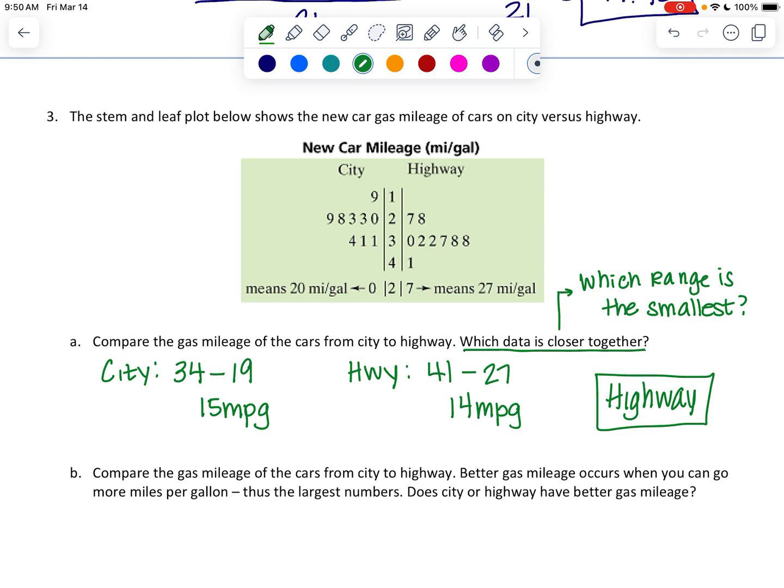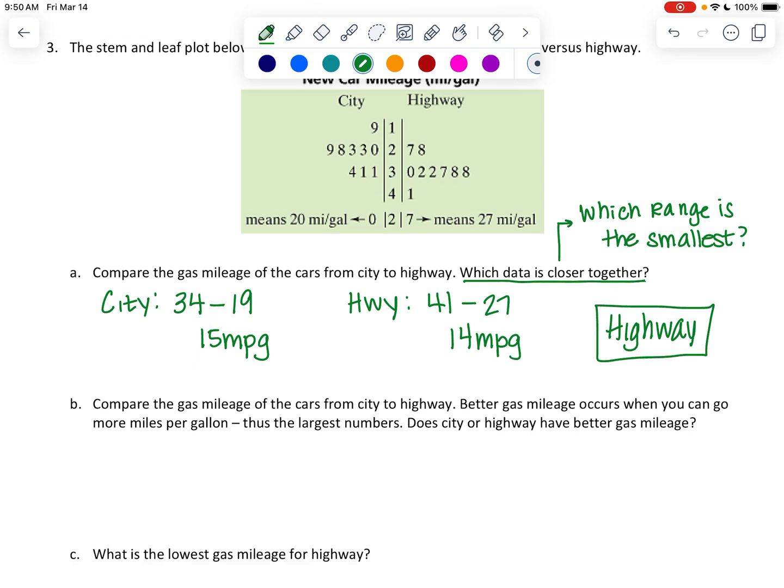Okay, letter B. Compare the gas mileage of the cars from the city to the highway. Better gas mileage occurs when you can go more miles per gallon, thus the larger numbers. Does the city or highway have better gas mileage? So what we're going to do is find the average of these things and compare them. Okay, so let's find the mean of the city.